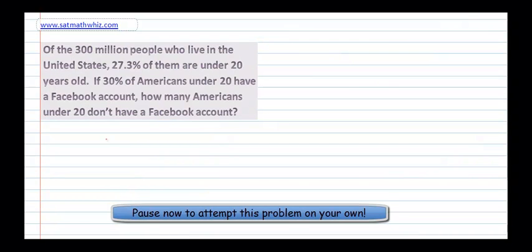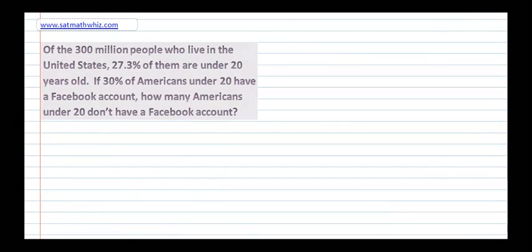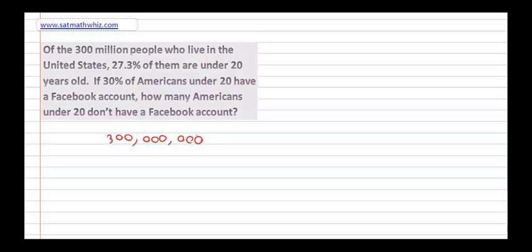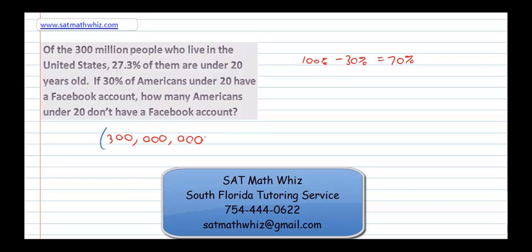Next problem. Of the 300 million people who live in the United States, 27.3% of them are under 20 years old. If 30% of Americans under 20 have a Facebook account, how many Americans under 20 don't have a Facebook account? One trick here is that 30% have a Facebook account, so we need to subtract that from 100 and know that 70% don't have a Facebook account.